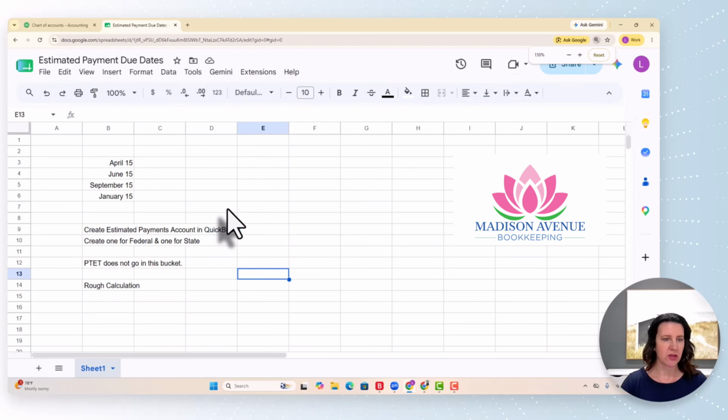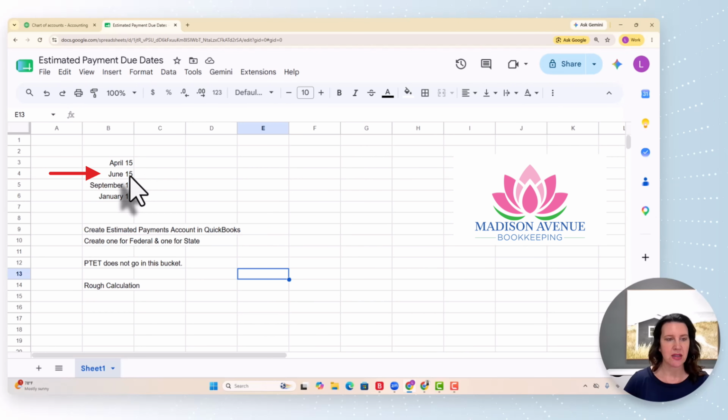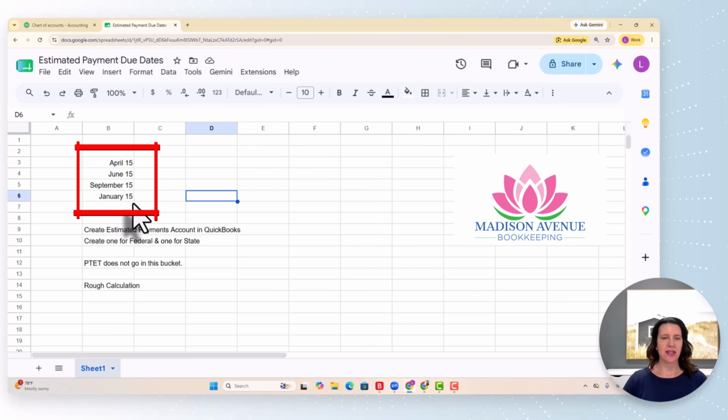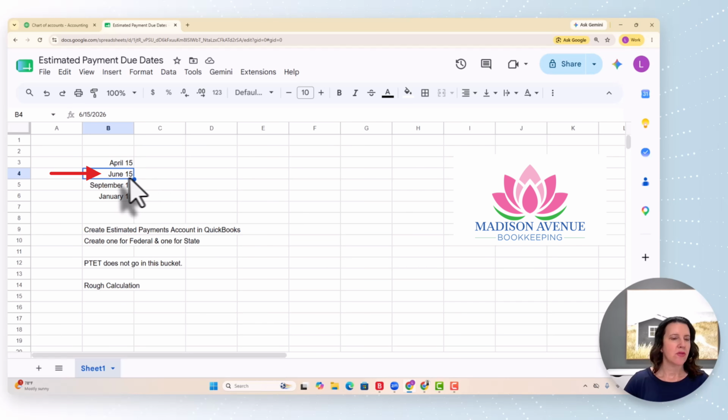I'll just zoom in a little so we know what the dates are. So estimated payments are April 15th, June 15th, September 15th, and January. So these are the due dates. It's not a perfect quarter. This is a compressed payment for June 15th. All right, so let's talk about what we're saying here. These are estimated payments, and no matter what, they are not expenses. They are equity payments. So let's go set this up.